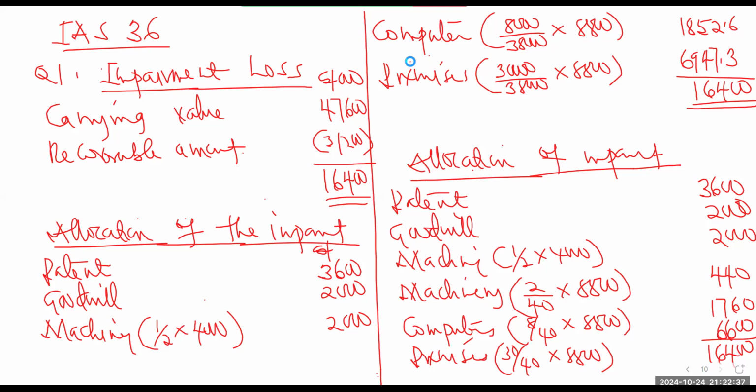But what you have to do is that at the end of every working, you have to show the carrying value of the asset after the impairment. In total, we are taking 16,400 to profit or loss. Then, what will be the carrying value of the asset after impairment? You always have to show that. It is a very important one that you have to do.